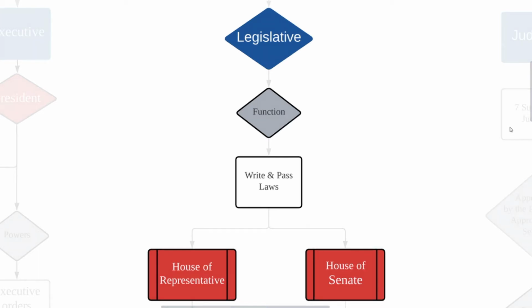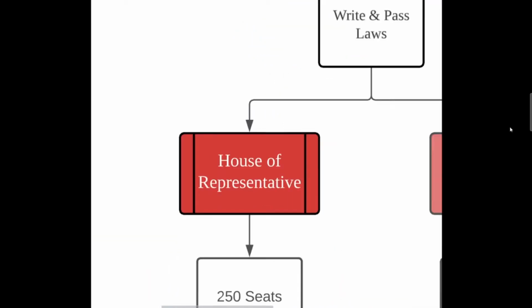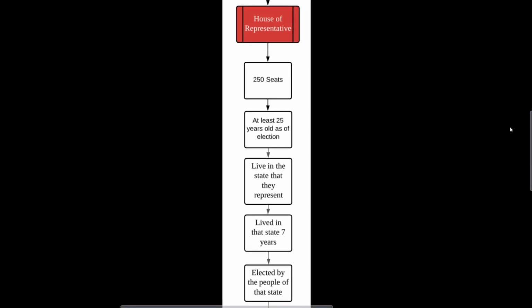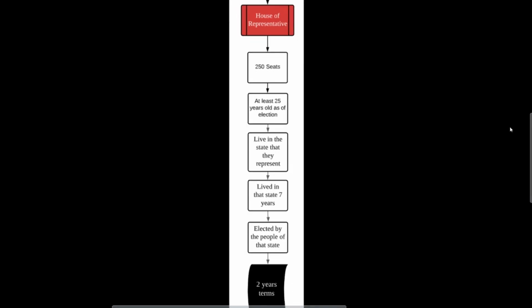The first house is the House of Representatives. The House of Representatives, or just the House, will contain 250 seats. A member of the House must be at least 25 years old as of election, live in the state that they represent, have lived in that state for 7 years, and are elected by people of that state. Members of the House serve 2-year terms, and every 2 years, the seats are up for re-election.